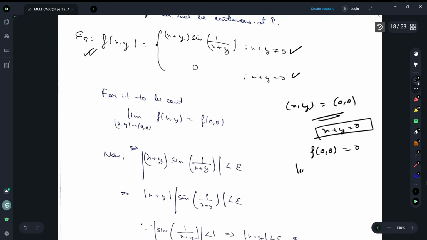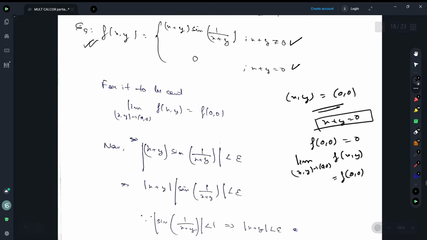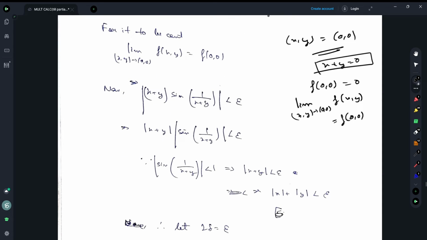So what we need to check is that the limit as (x,y) tends to (0,0) of f(x,y) needs to be f(0,0). Is it clear? Okay, so let's check the limit of this particular function. We assume that the limit of this function is 0, so that we can check whether this equality holds or not. Is it clear?